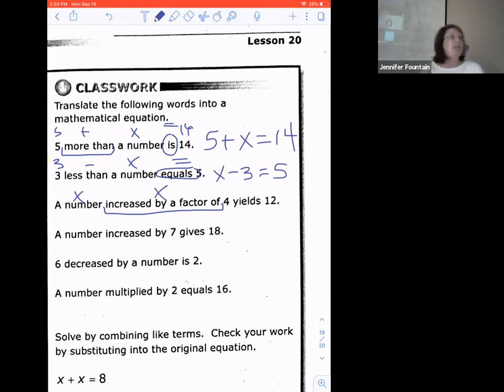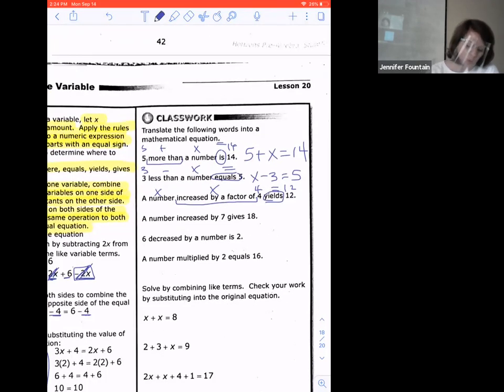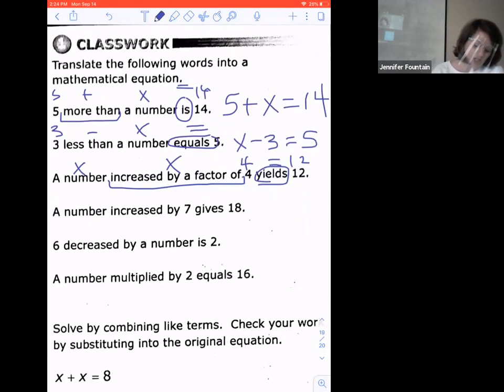Now, like I said, this is where it gets kind of confusing when I have x times x, or I have x times something and I'm using the times sign. So that's why I want to make sure that I'm using either a dot or parentheses or something like that. And then my word for equals is "yields": 12. So a number increased by a factor of 4 yields 12. So what I'm going to do is I'm going to have 4x, because remember we said that I can write a number by a variable, and it means multiplication, equals 12. 4x equals 12.